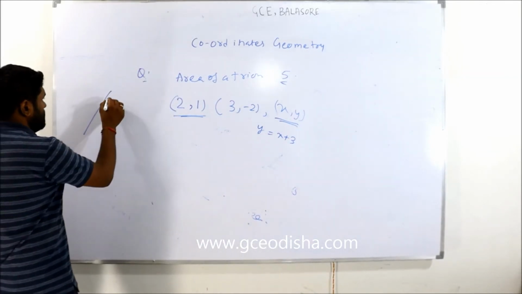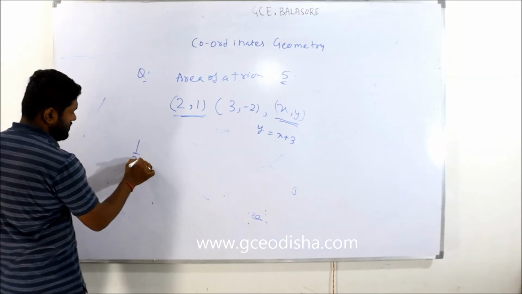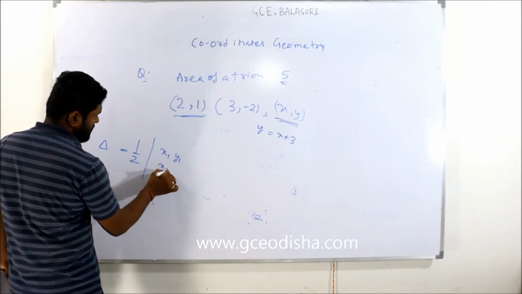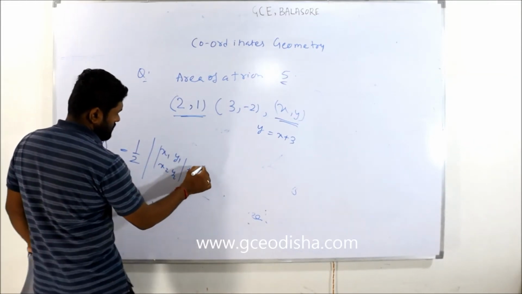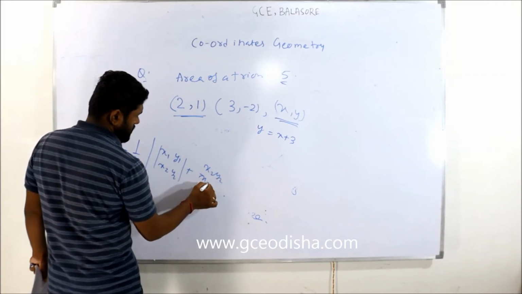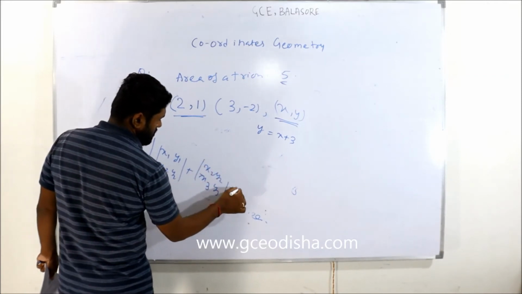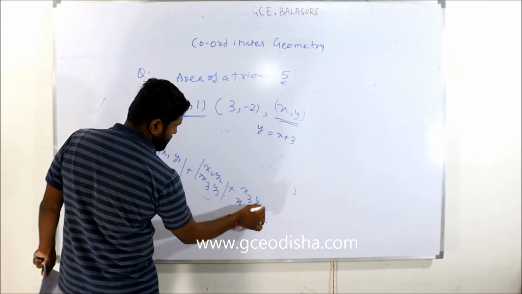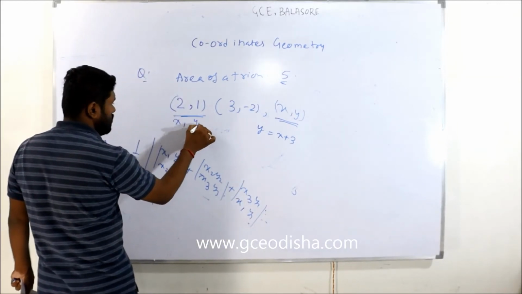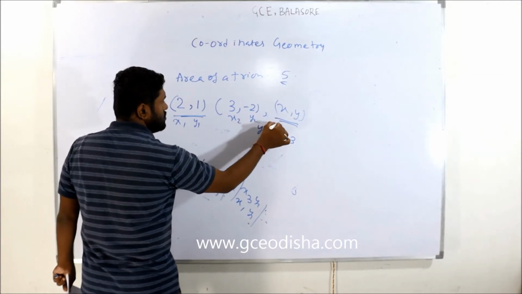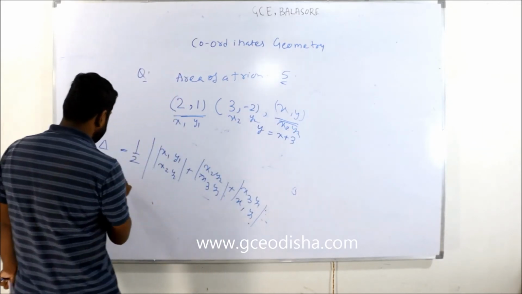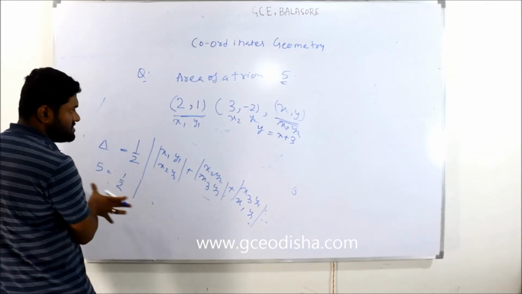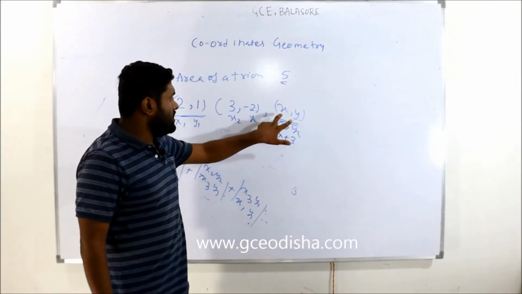Then we know the area of the triangle is half of the modulus of x1 y1 x2 y2, plus x2 y2 x3 y3, plus x3 y3 x1 y1. Let's take this as x1 y1, x2 y2, and x3 y3. As this is 5, when you solve that, it is a single equation, but here there are two variables.